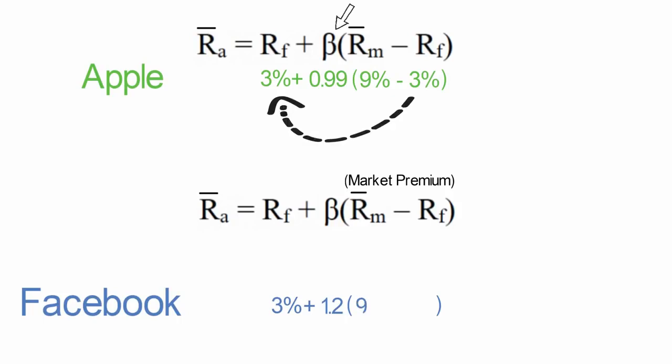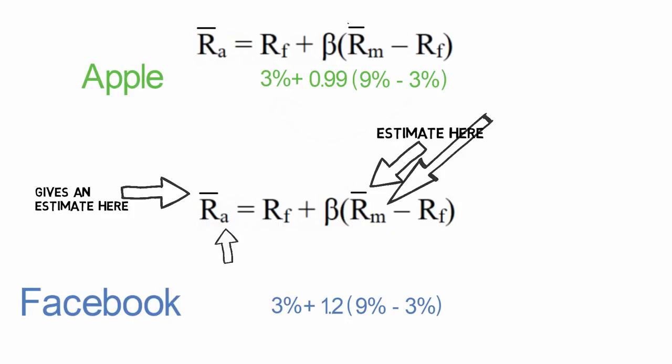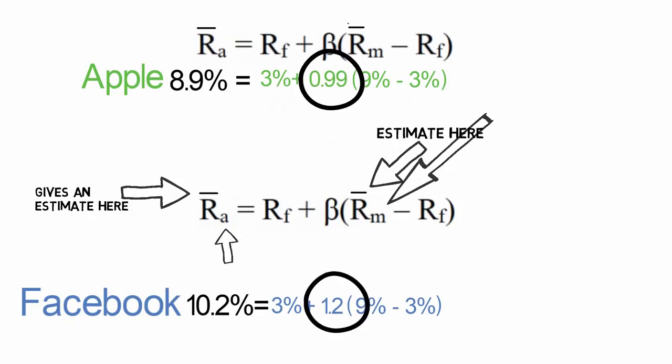Now, for those interested, the horizontal bar above the R right here and here indicates that this is an estimate. So now we know we're using an estimate of expected market return, and that will give us an estimate of the return of this asset. That's what the lowercase a stands for. And over here, M stands for the market. So when we calculate these, we end up with 8.9% for Apple and 10.2% for Facebook. Now don't forget, the only difference between Apple's formula and Facebook's formula is their individual beta.